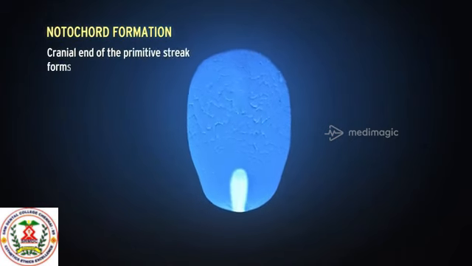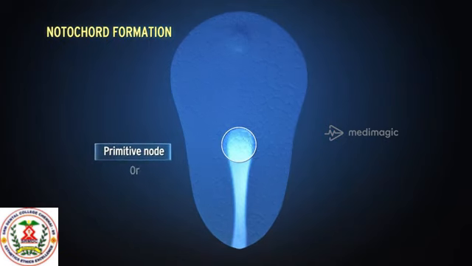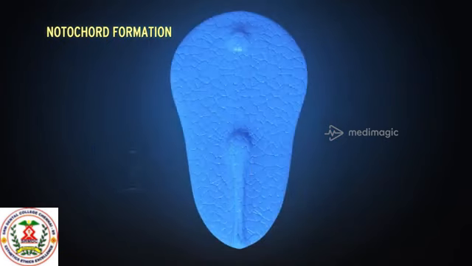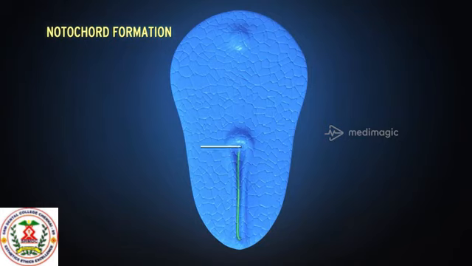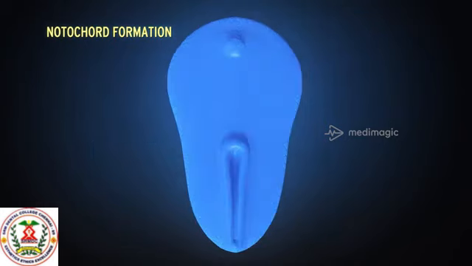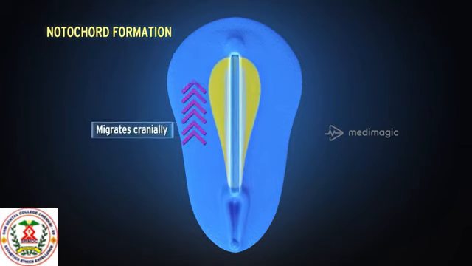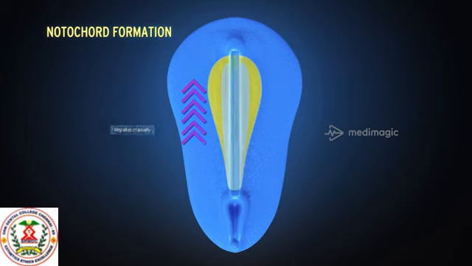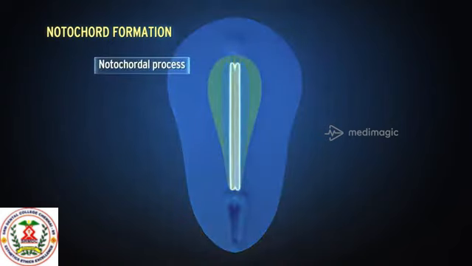The primitive streak forms an elevation, the primitive node or Hensen's node. Soon, a depression appears in the primitive node known as the primitive pit. These cells from the primitive pit invaginate between the ectoderm and endoderm, migrate cranially, forming a solid cord of cells in the median plane known as the notochordal process.